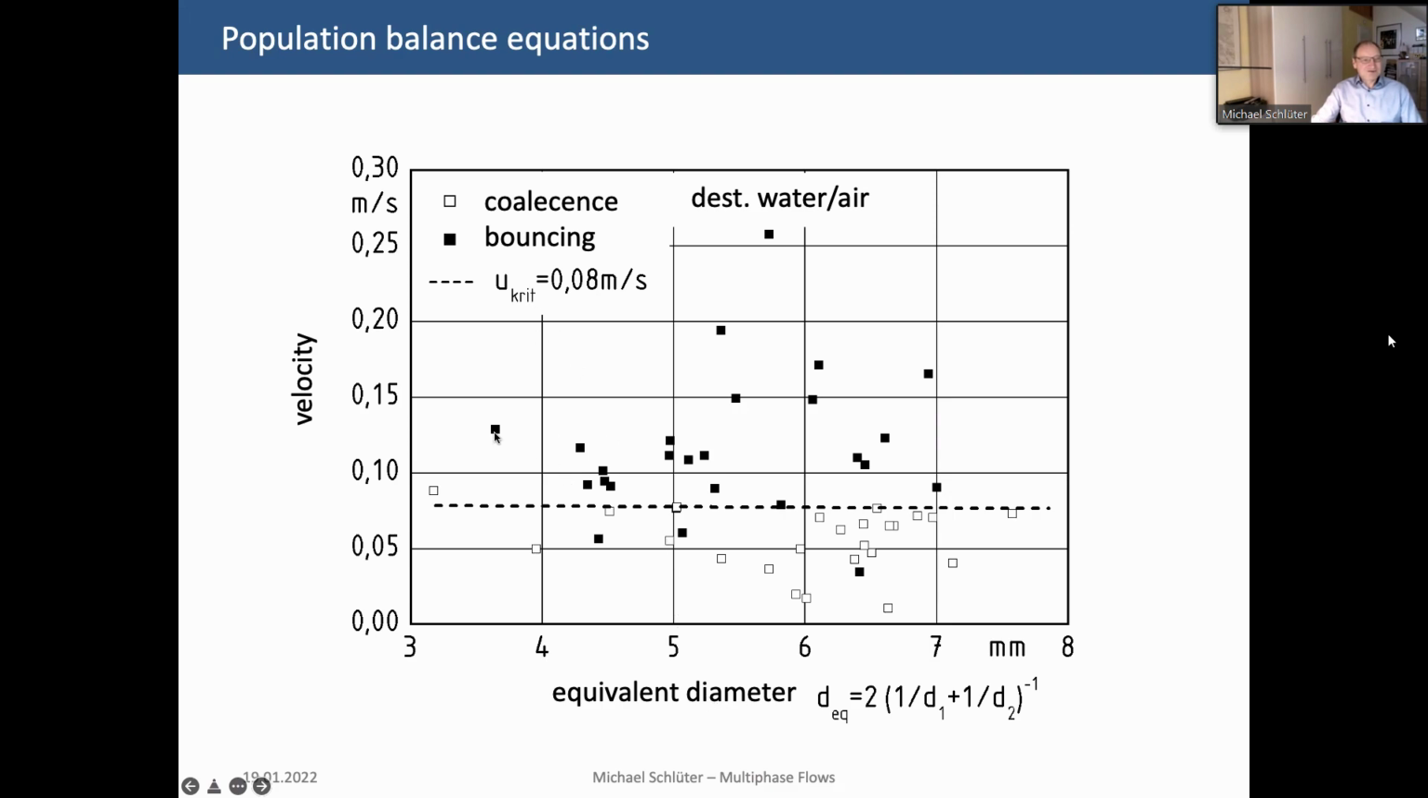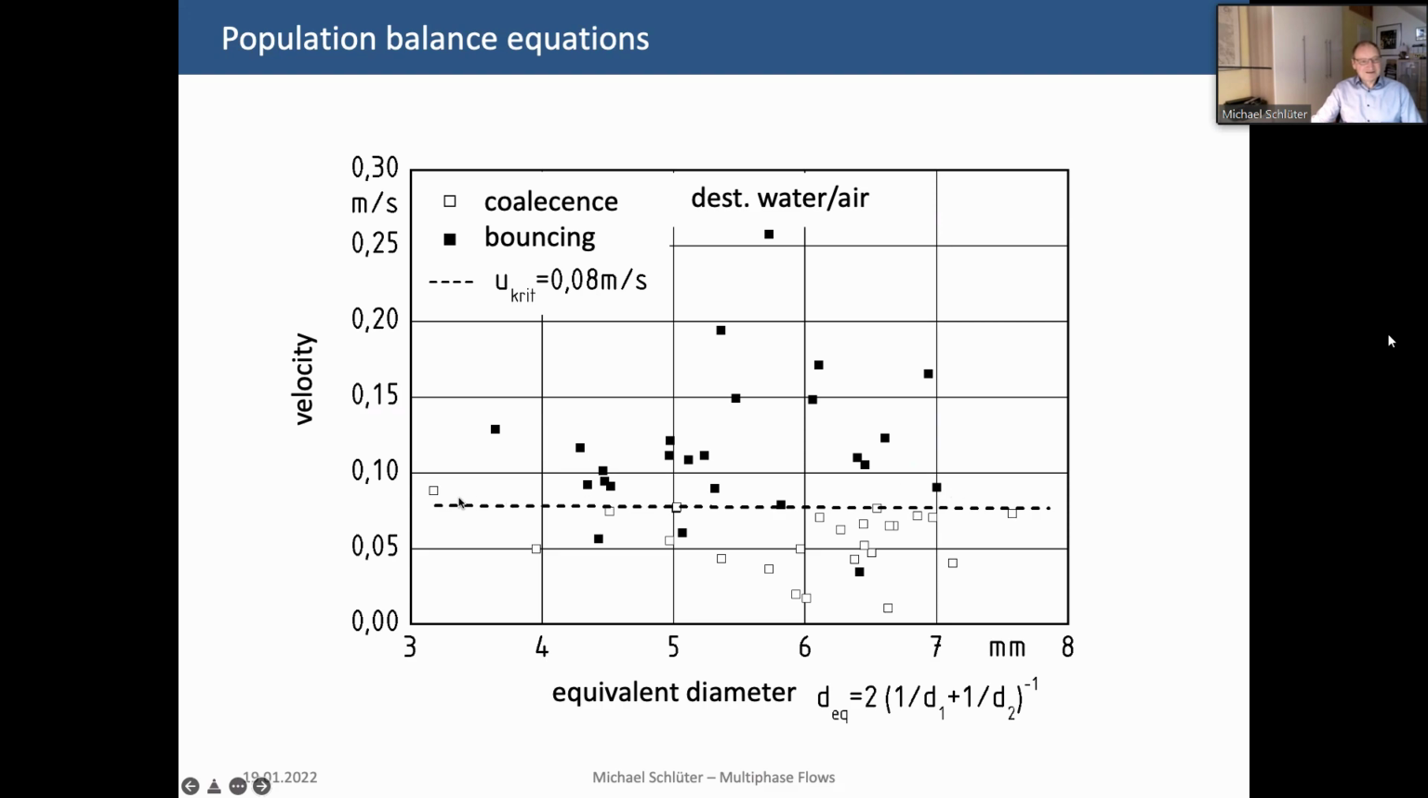And if you draw here, if the bubbles are coalescing in black or coalescing in white or only bouncing in black, then you see that there's obviously a line here that separates the bubbles that are bouncing and the bubbles that are coalescing. And this line here is directly at this velocity of about 0.075. So this is obviously the critical velocity that has to be overcome to bring the bubbles to bouncing, because then the liquid film is not fast enough to drain.